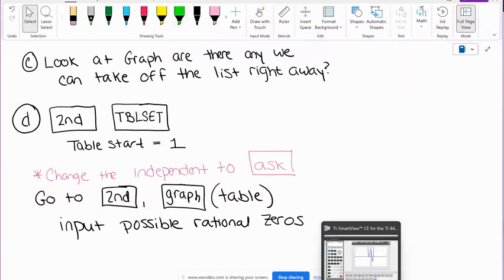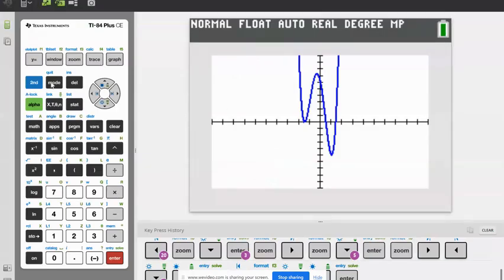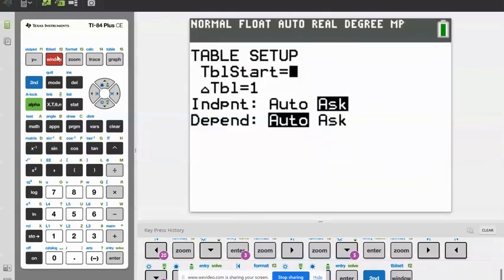Okay, so now we're going into our calculator. So what did I say to do? I said to go to second, table set. So now we're changing our options here. It doesn't matter what the table start is. It could be 1 or 0. We could leave it 0. The TBL should be 1.